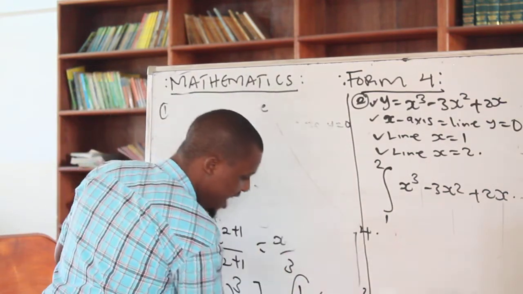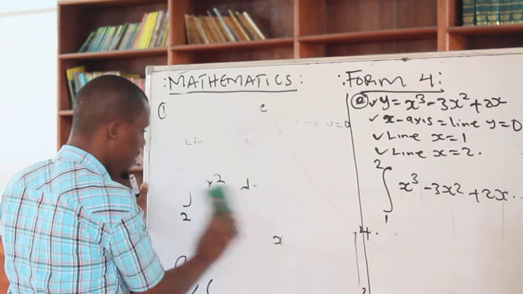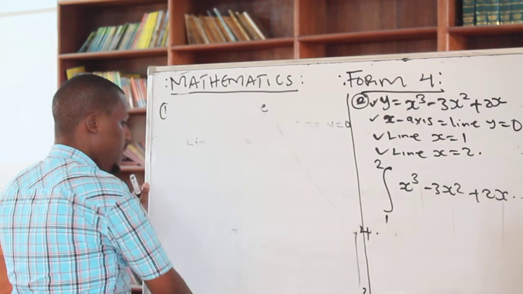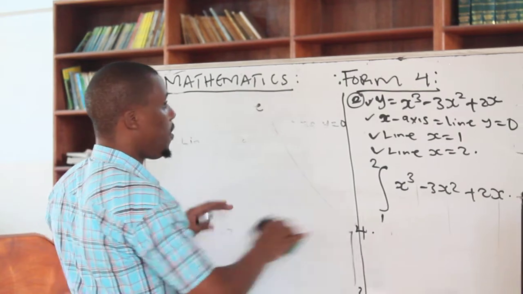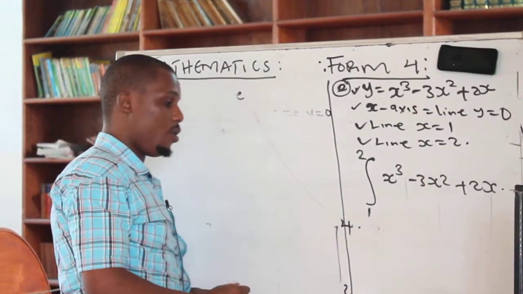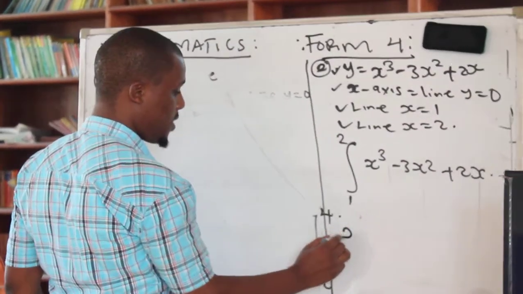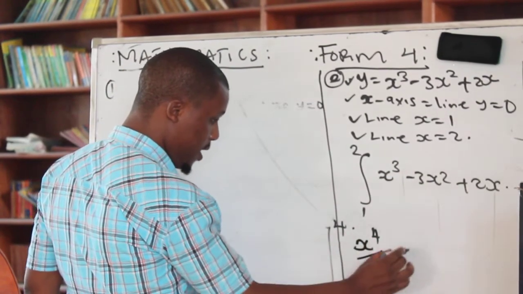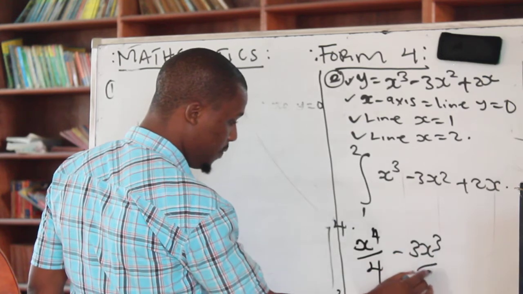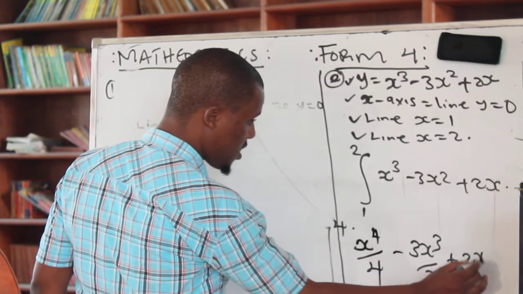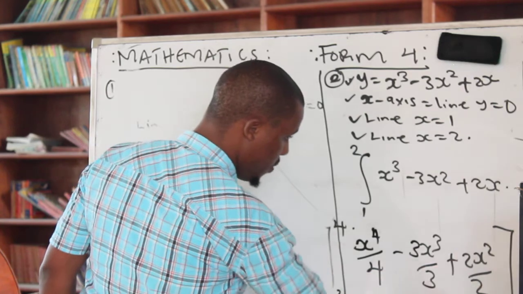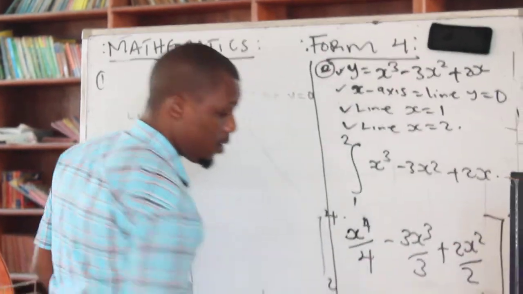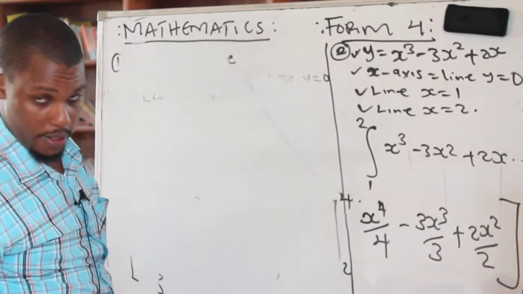Whereby you add the power by 1, and then you divide by the new power. So when we focus on this one, what is it going to give us? It's going to be x power 4 over 4, then minus 3x cubed over 3, then this one is going to be 2x squared over 2. Then you put the limit from 1 to 2. That is the technique that you are going to be using there.